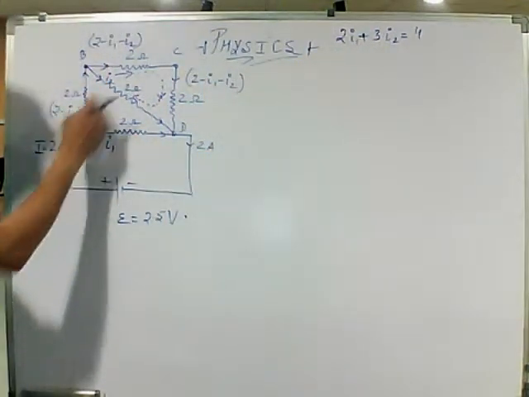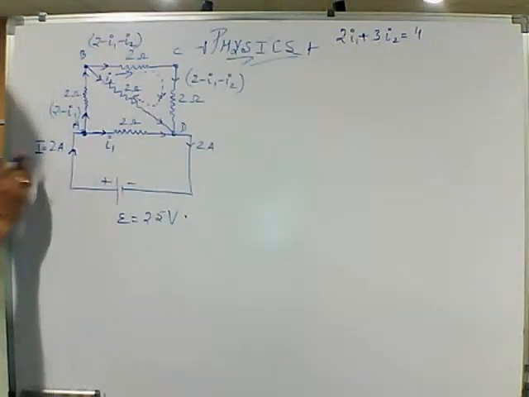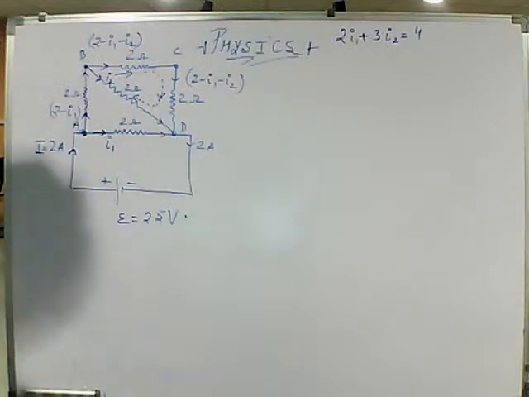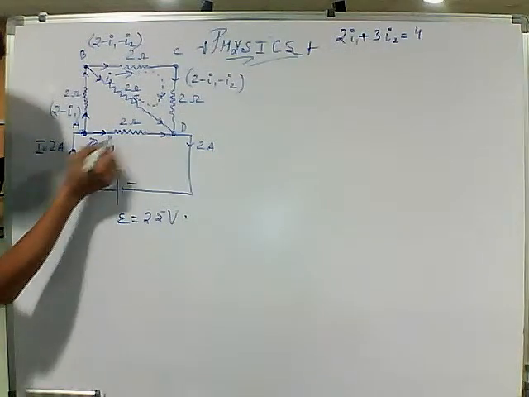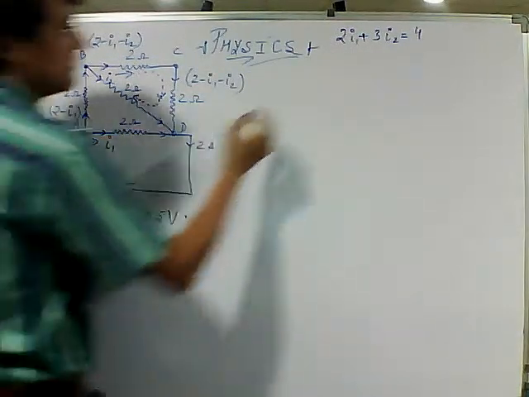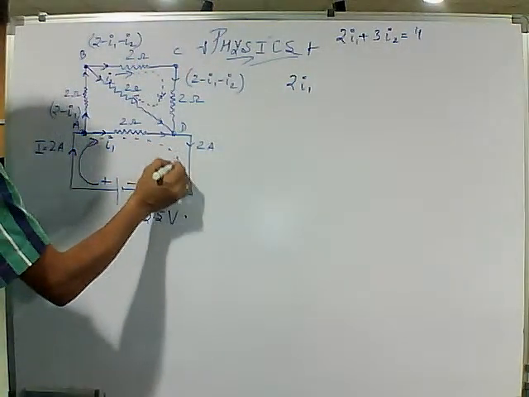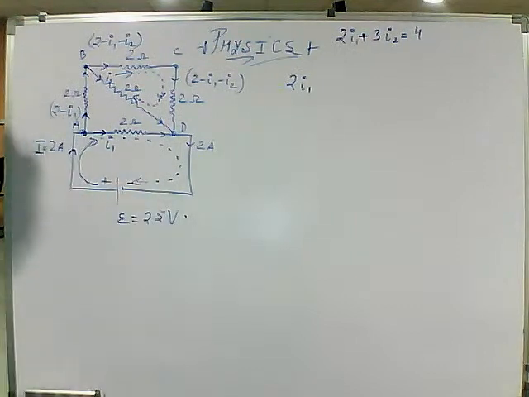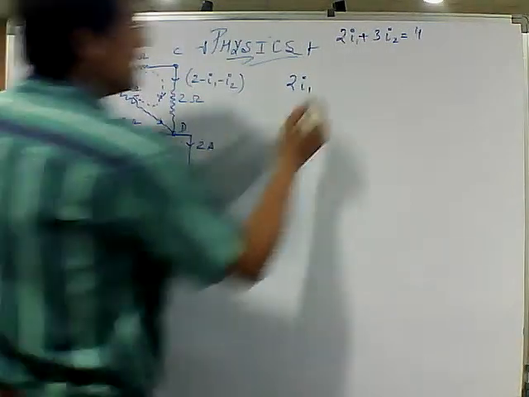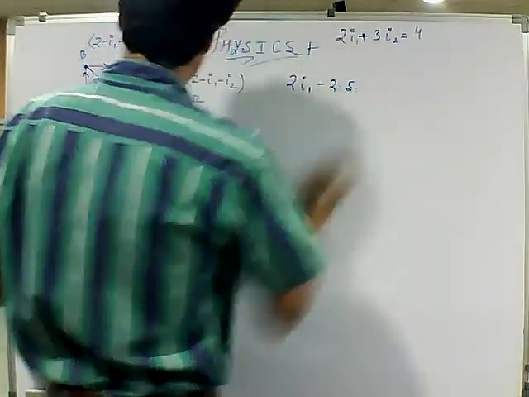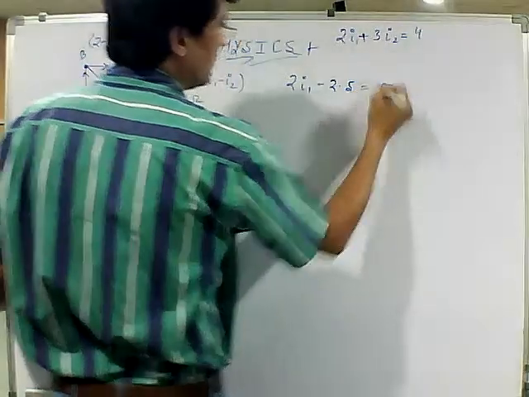What I can do, instead of this loop, I can take this loop. Why? Because I already know 1 variable in this, that is 2 ampere. So let us apply the loop over here. You see the first part, the direction of current is the same, so it would be 2I1. I continue. Negative terminal of the cell, so it would be minus 2.5. Anything else remaining in the circuit? Nothing. So it is equal to 0.